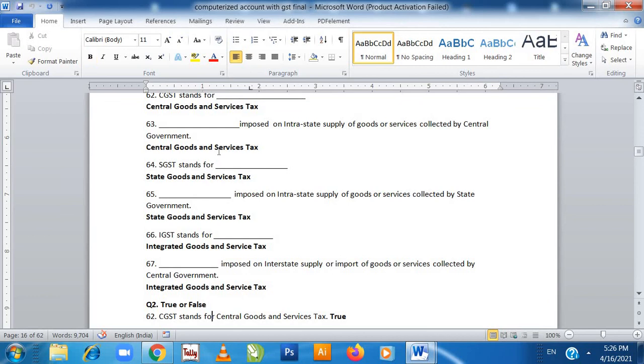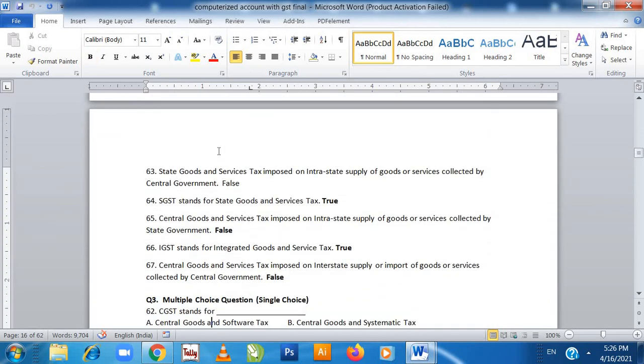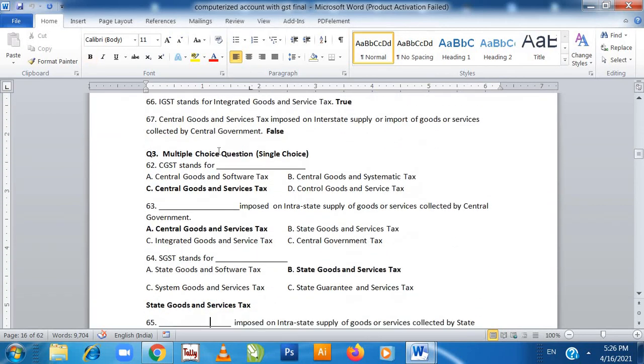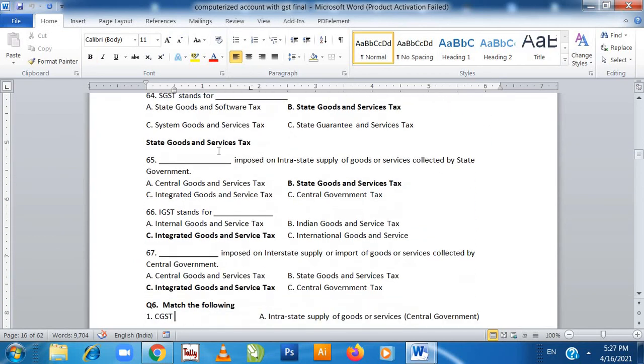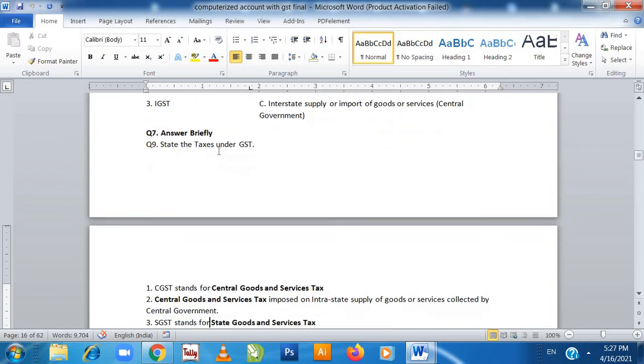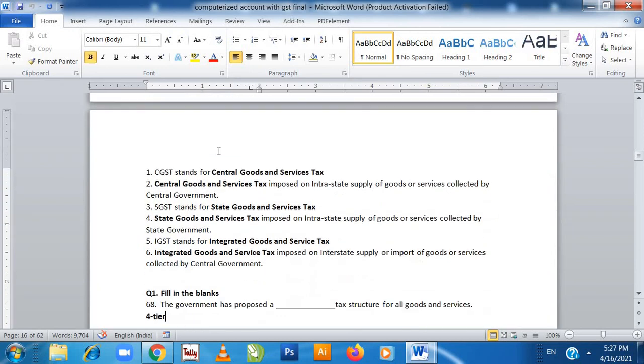Now here is the true or false. Multiple choice question, single choice. Match the following. Answer briefly.